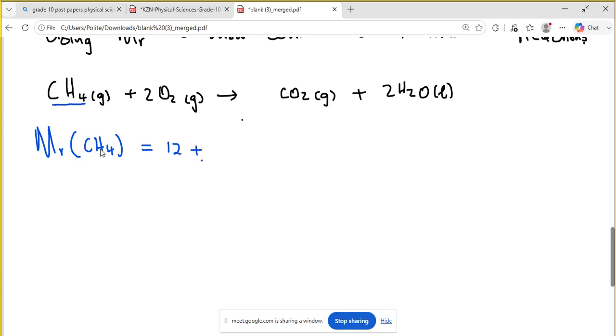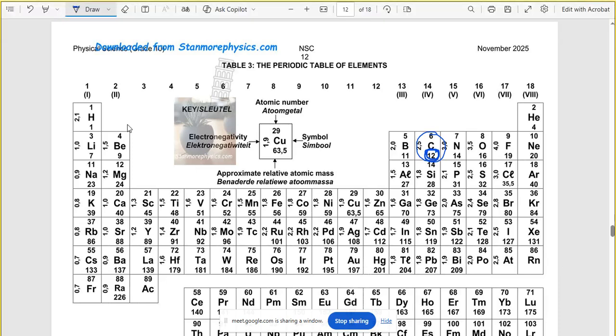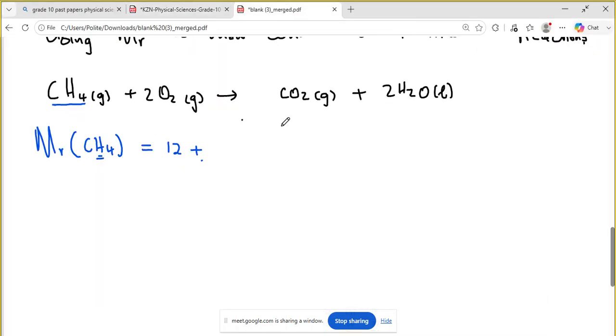Then you say plus. After C, you go and find H. Then this is H. You understand? What is the number that you see below? 1. Exactly. You're going to write 1. But look at this. How many atoms of hydrogen do we have? 4. Exactly. You take the 1 and multiply by 4. I'm just going to put it inside the bracket. So this will be 12 plus 1 times 4, that's 4. Therefore, the molar mass is 16. So the molar mass of CH4 is 16.